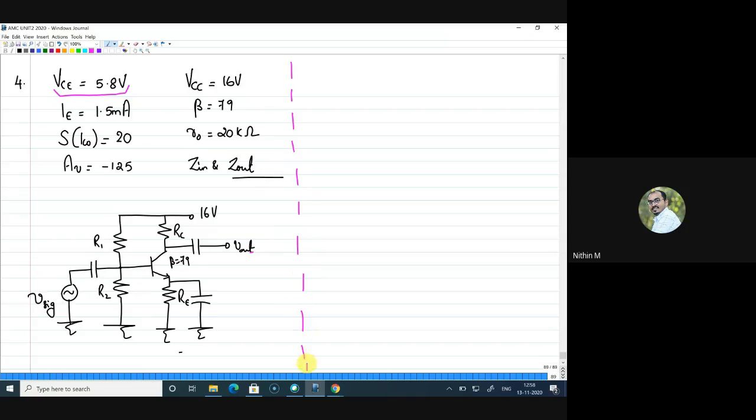So I would say the very first thing is, let me write it in steps. The first step is to calculate the currents, because that is something which we can directly do. So given that IE is 1.5 milliamps, let me write the values of IC and IB. That is straightforward. Can I get answers here?